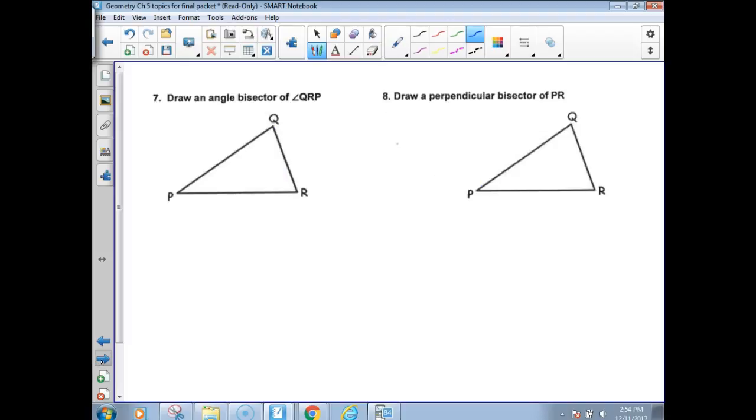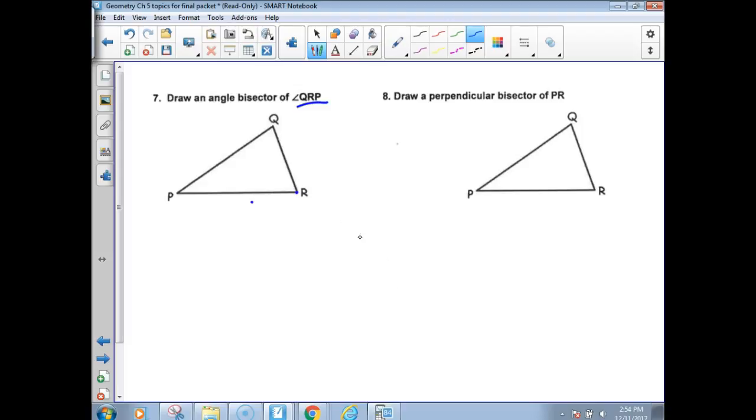Number 7 says draw an angle bisector of angle QRP. You need to know where that angle is. The middle, oh, it says QRP, not QPR. Hello? It says QRP, so I've got to figure out that's over here. QRP. The R's in the middle. That tells me where the angle is. It also tells me that the angle is formed by side QR and side RP.